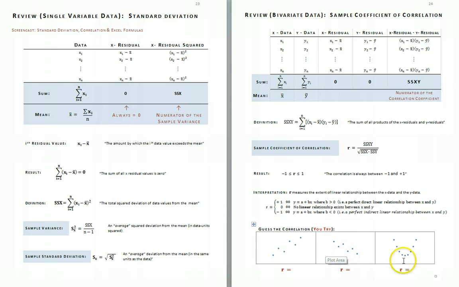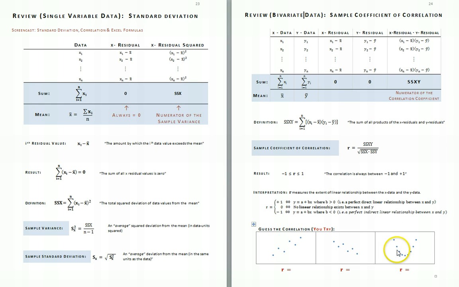Here's a little guess the correlation exercise. You might want to pause the screencast, guess the correlation in these three scatter plots, and then restart. In this scatter plot, you could see a straight line with a positive slope fitting this data. And so you might guess R is close to +1, maybe 0.8. In this scatter plot, you can see a straight line with a negative slope to estimate this data. So you might expect R to be close to -1, like maybe R is -0.8.